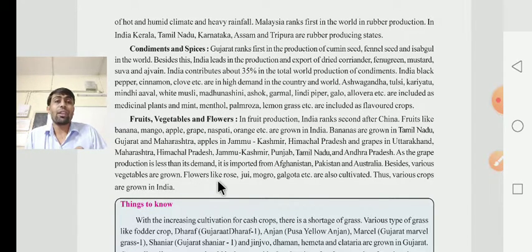Flowers like rose. Now they have given the names of the flowers, that is, which kinds of flowers. Flowers like rose, it means gulab, jui, mogro, galgota, etc. are also cultivated. Thus various crops are grown in India, and that's why we can say that in India fruit, vegetable and flower production is also done.